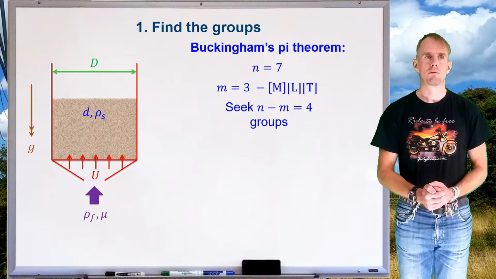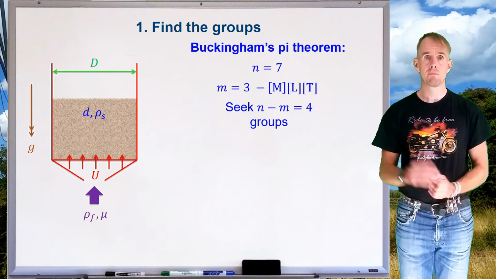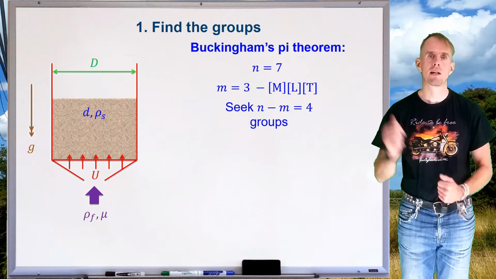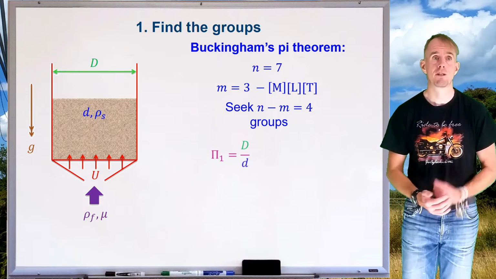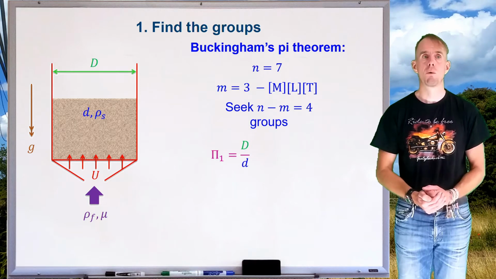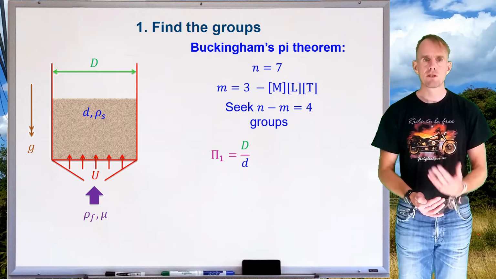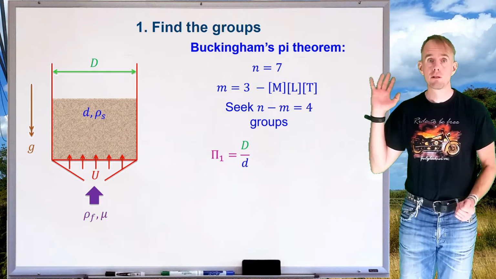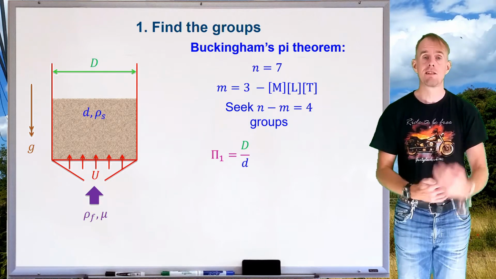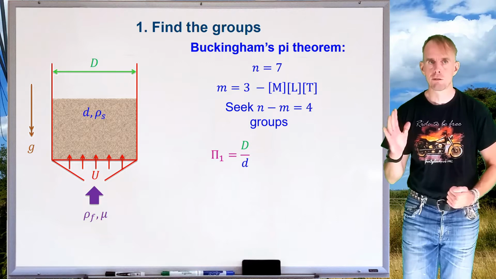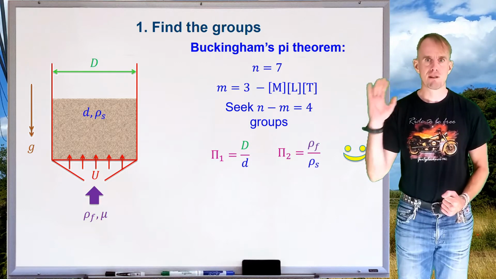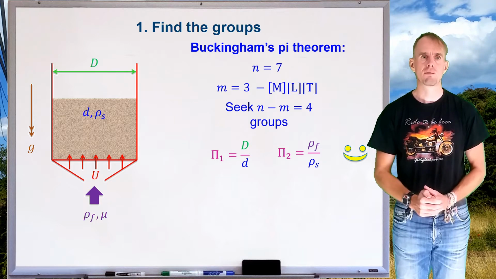Let's find those groups. Now the first group's really easy to find, because if we look at our diagram, we can see we have a ratio of 2 length scales, d upon D. So that is going to be pi 1. Let's have another look to see if there are any material property ratios, and look, we have 2 different densities. We have a gas density and a particle density. So let's make a ratio of those and call that pi 2. 2 groups, very easy to find, less than 30 seconds.